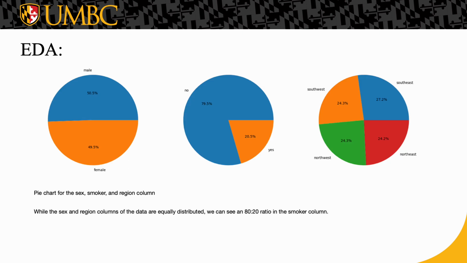Based on the data used, I have created some exploratory data analysis. Here is the first one, which we can see the pie charts on how the data is distributed between males and females in sex, whether the individual is a smoker or not, and how the data is divided into different regions. As you can see from this slide, the sex and region pie charts are equally distributed when compared to the smoker pie chart, which is around 80 to 20% ratio.